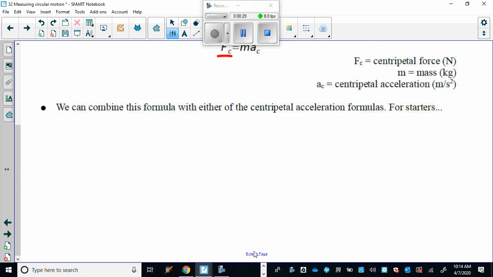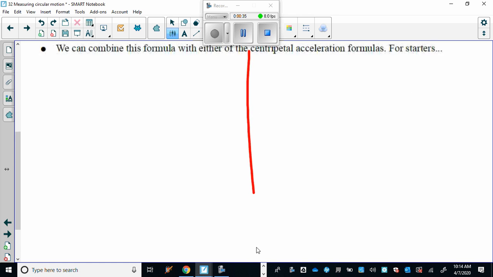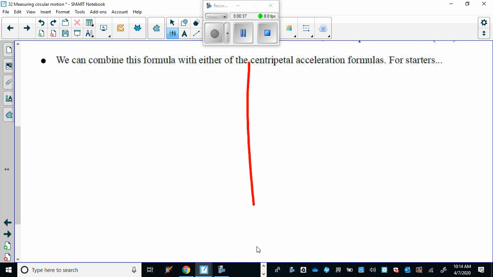Now we're going to do this in two. We'll split this in two. We're going to derive two formulas from this. So we're going to start with two formulas that we know. One is F_c equals m a_c. So that formula we know. And we also know that a_c equals v squared over r. So this is a fairly straightforward derivation and a very important one.